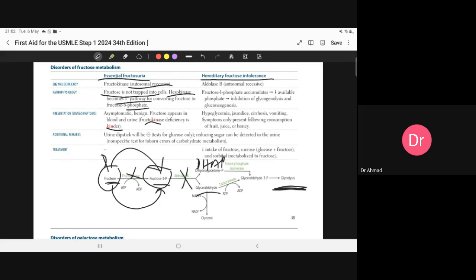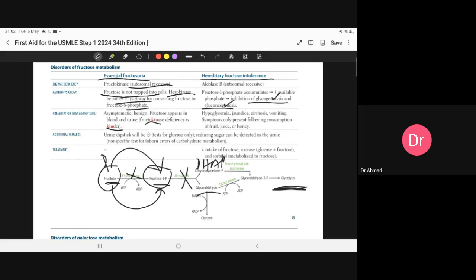Okay, if you utilize all the ATP sources, your phosphate will go down, and this will inhibit the whole gluconeogenesis or glycogenolysis pathway. Why? Because you need some kind of phosphate to be available for these pathways for some reason. Okay, if you do not have it, you will inhibit this.